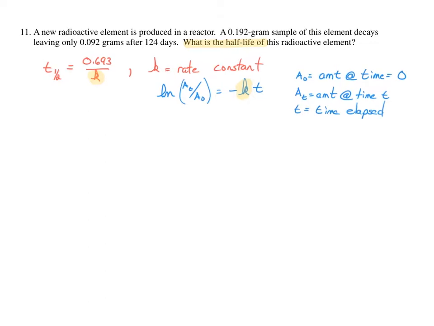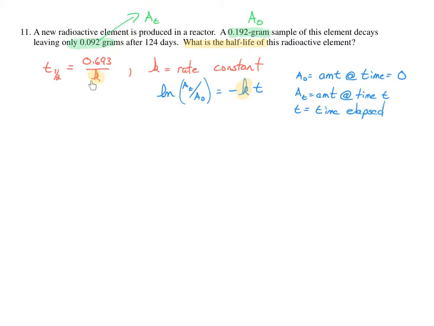This is a more math-intensive version of half-life equation. We're given an initial amount of a radioactive sample and a final amount of the radioactive sample. The initial amount is A0, the amount of the radioactive sample at time equal to 0. A of t is the amount after some amount t of time has elapsed.